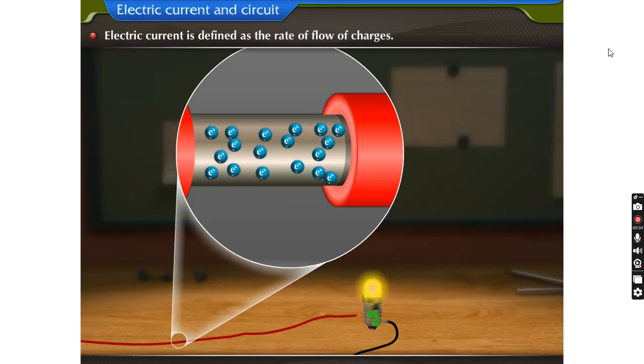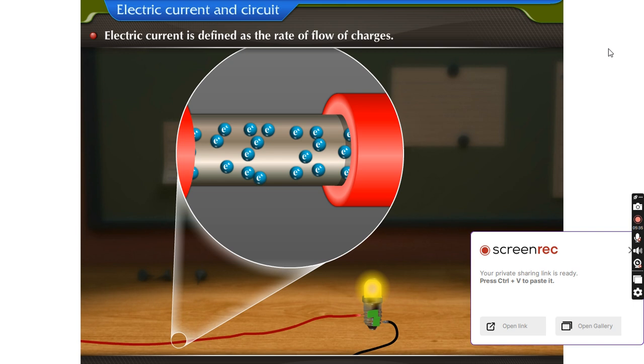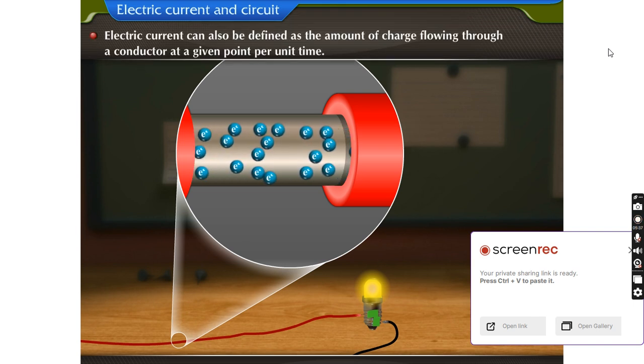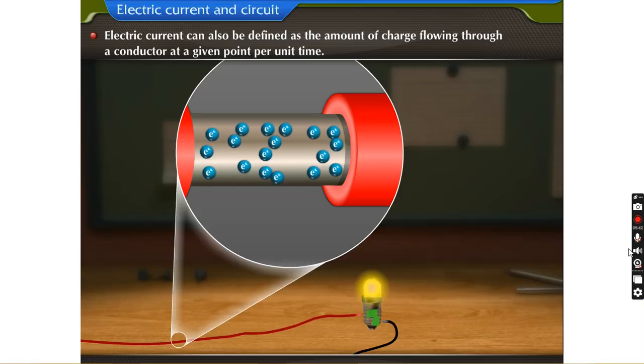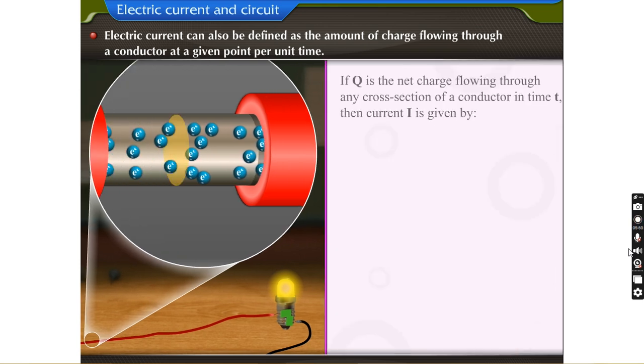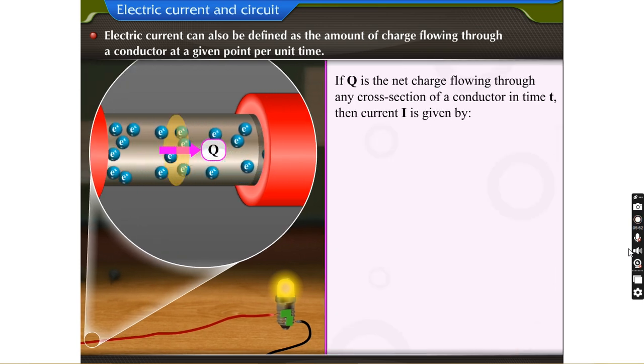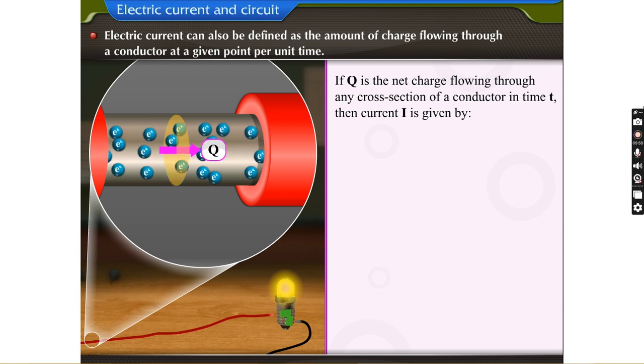Electric current is defined as the rate of flow of charges. It can also be defined as the amount of charge flowing through a conductor at a given point per unit time. If Q is the net charge flowing through any cross-section of a conductor in time t, then current I is given by I equals Q upon t.